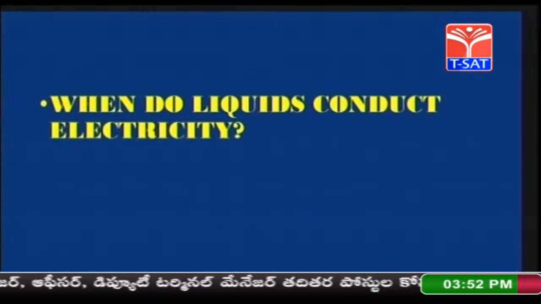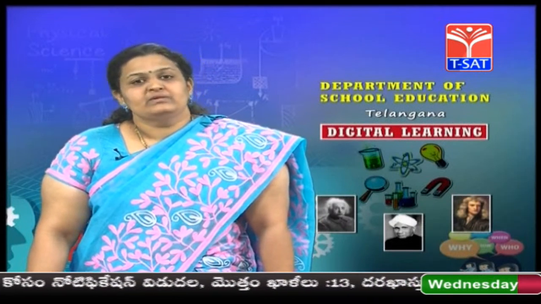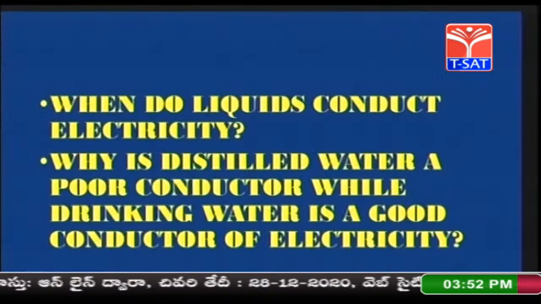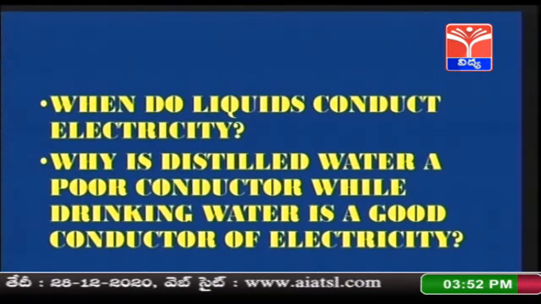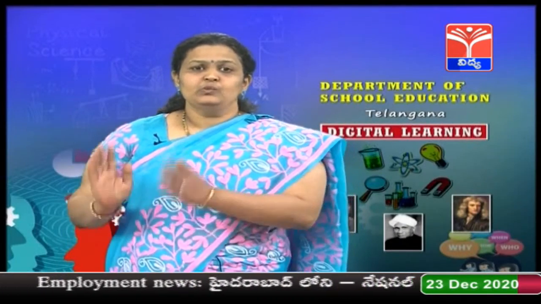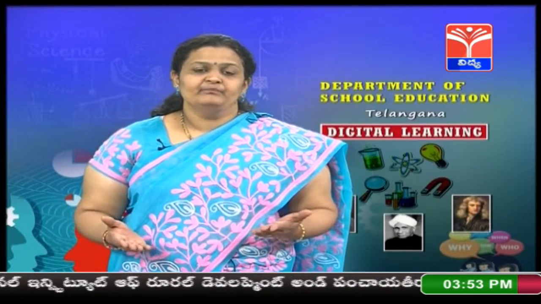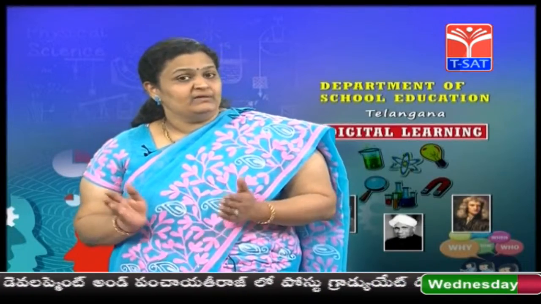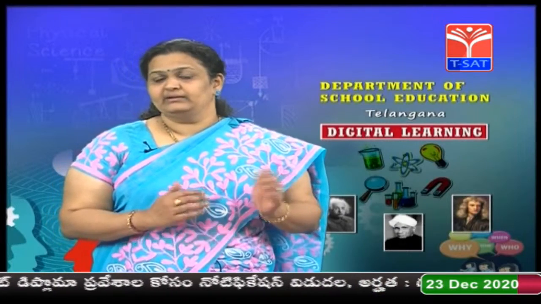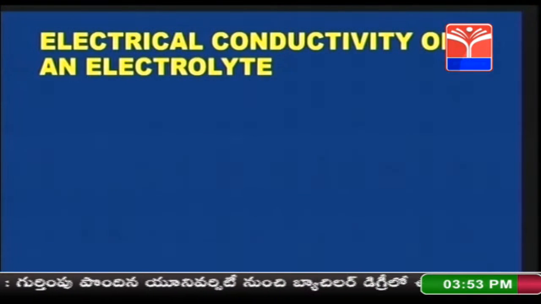So we have to understand here one question, children. When do these liquids conduct electricity? Why is it that some liquids are able to conduct electricity and some liquids are not able to conduct electricity? Why is distilled water a poor conductor while drinking water is a good conductor of electricity? See children, difference here. Distilled water, drinking water, both are water. Both of these chemical composition is the same, right? H2O and H2O. But we are saying distilled water cannot conduct electricity, whereas drinking water can conduct electricity. Right children? We will see the reasons, the electrical conductivity of an electrolyte.